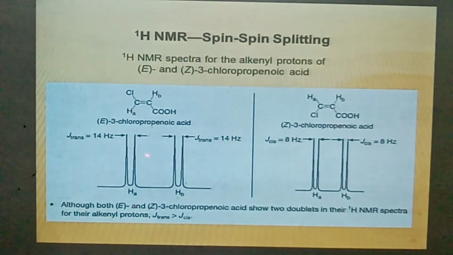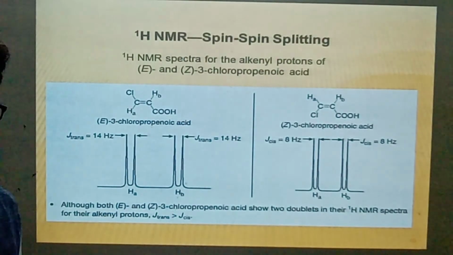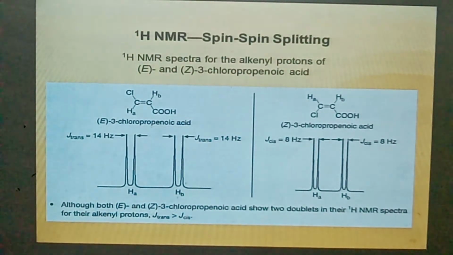And among the 2 doublets, if you measure the coupling constant, for trans it is nearly more than 10. It reaches a maximum of 14 Hz. And the coupling constant of your cis isomer falls between 0 to 10. So these are the relationships to distinguish cis-trans isomerism using the coupling constant value. Generally, the trans isomer will have a larger coupling constant value than the cis isomer.